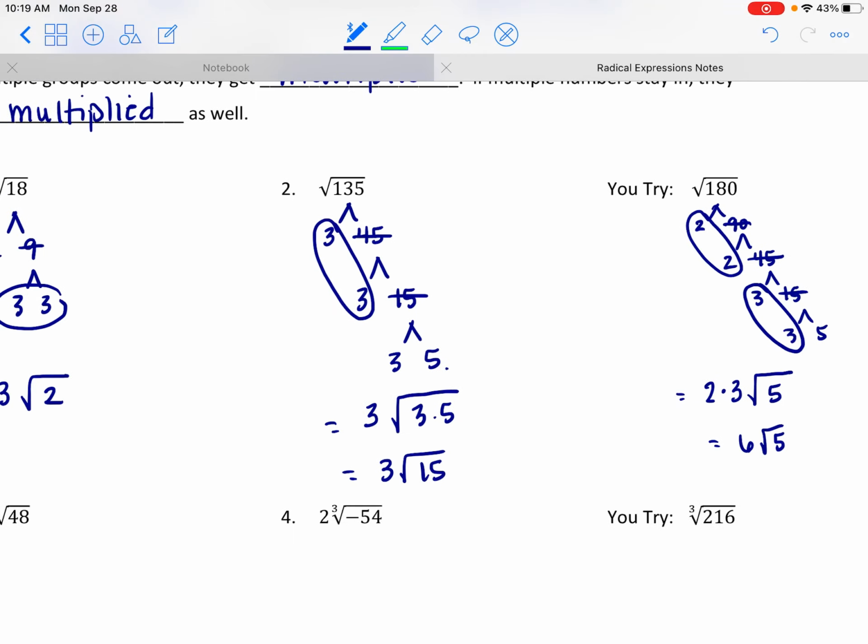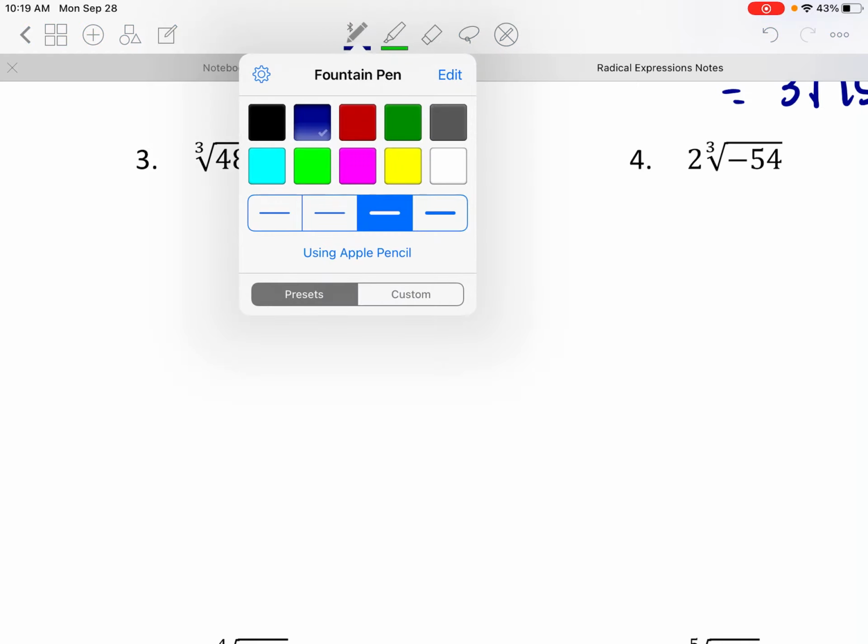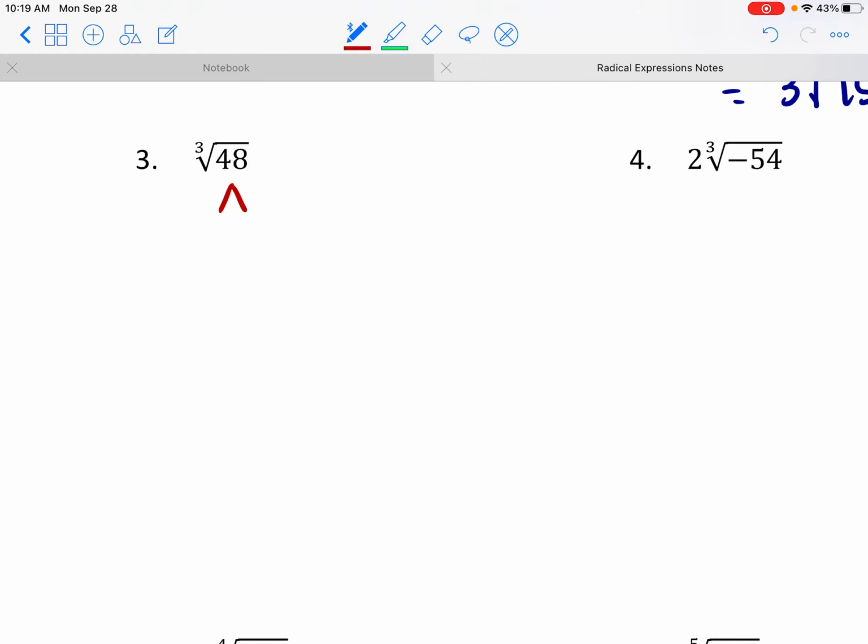Alright, so now let's try this with some bigger roots, like the cube root of 48. Cube root of 48, so we're going to break this down the same way. 2 goes in 24 times. 24 becomes 2 times 12. 12 becomes 2 times 6. 6 becomes 2 times 3. There's a prime number, so now I can stop.